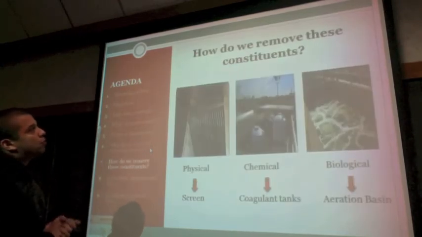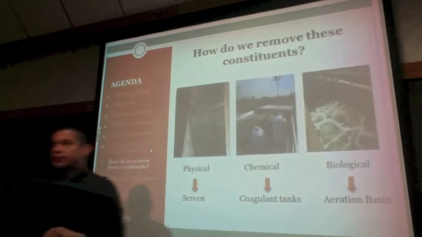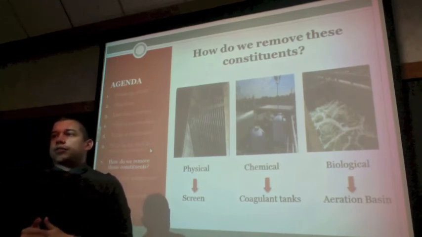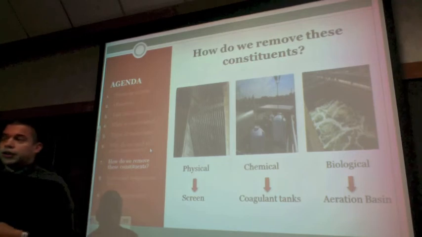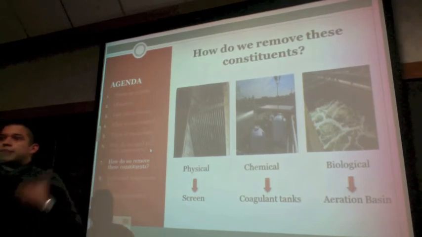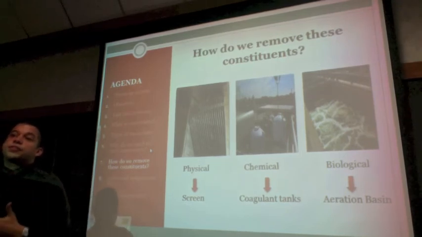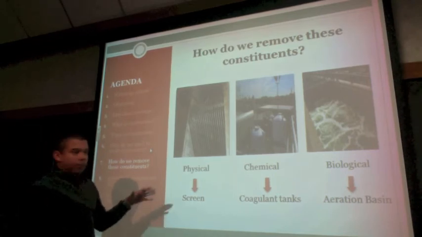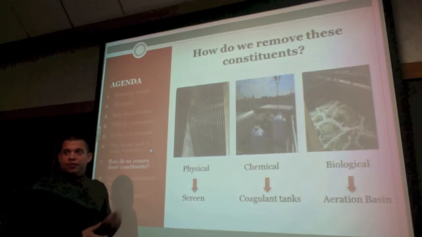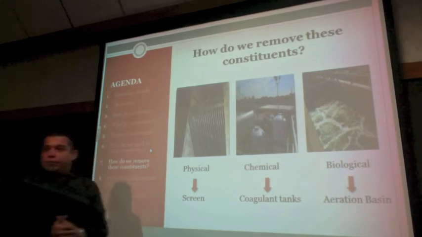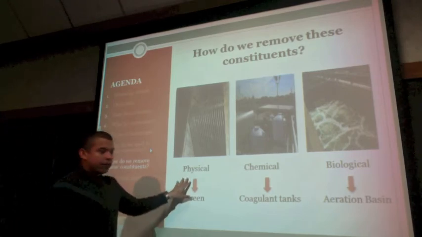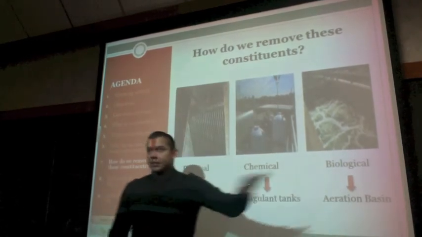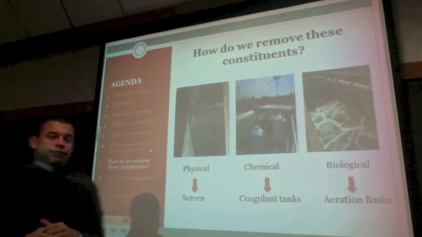How do we remove these constituents? Well, there are many techniques to remove constituents from wastewater, and day by day new technologies and processes to treat water are appearing. But they are separated into three different kinds of treatments: physical, chemical, and biological. The first one is the physical.